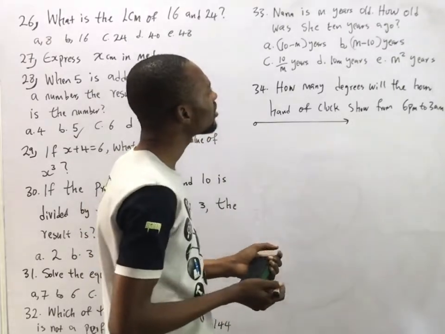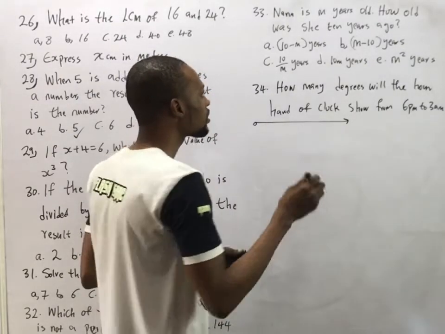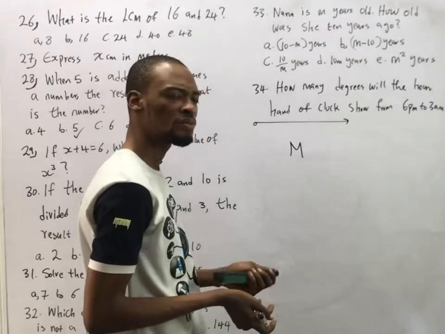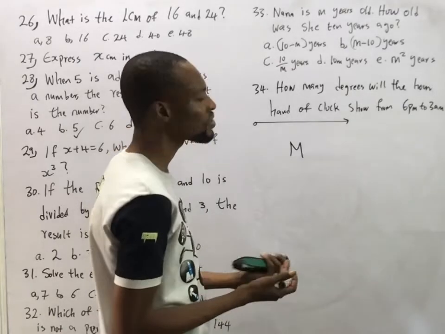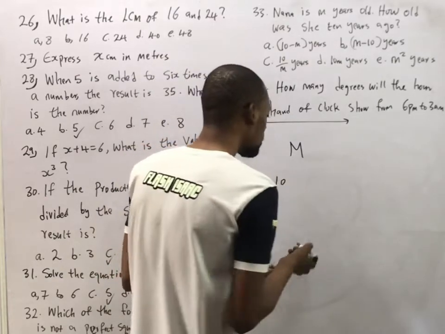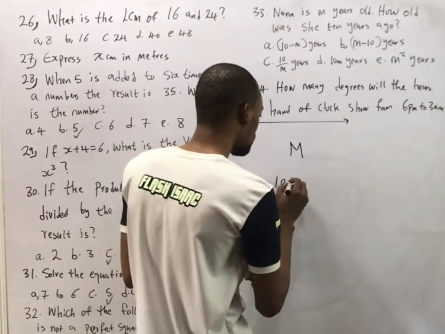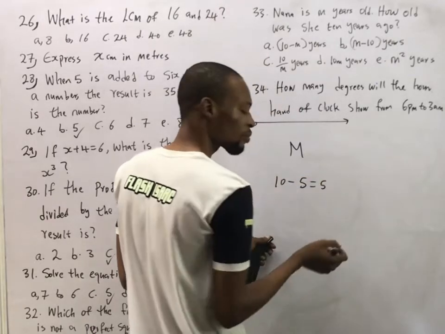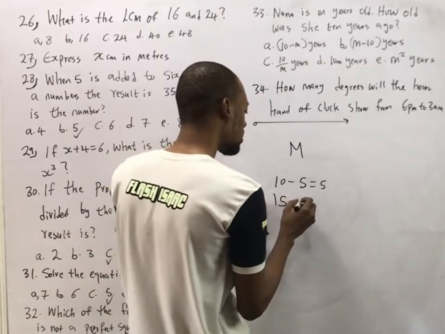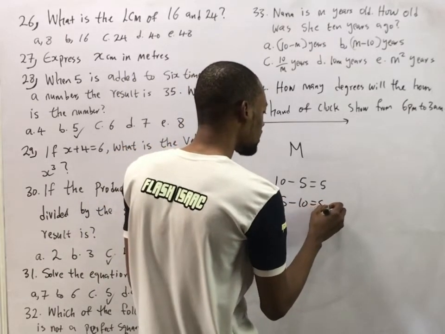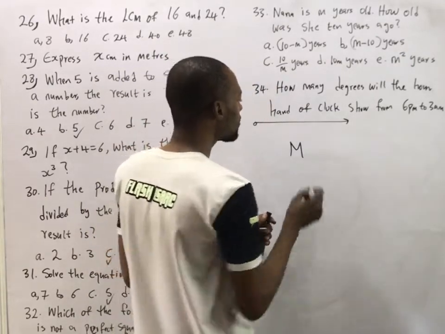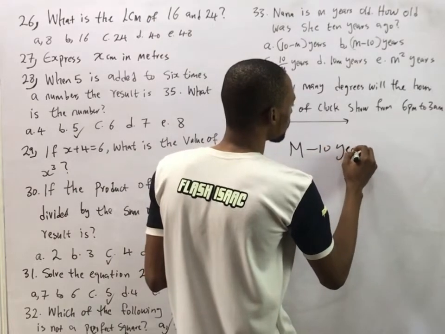33 says Nana is M years old now. How old was she 10 years ago? So 10 years ago is simply subtracting 10 from her age, right? If I am 10 years old now, 5 years ago, it means I was 10 minus 5, which is 5 years. If I am 15 years now, 10 years ago, I was 15 minus 10, which is 5 years. So Nana is M years old now. 10 years ago, she was simply M minus 10 years.